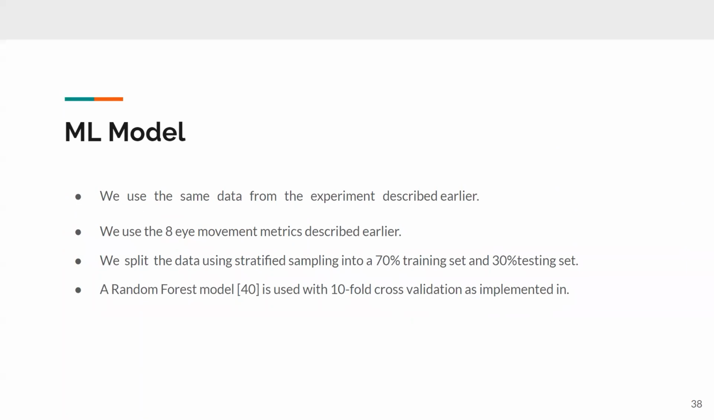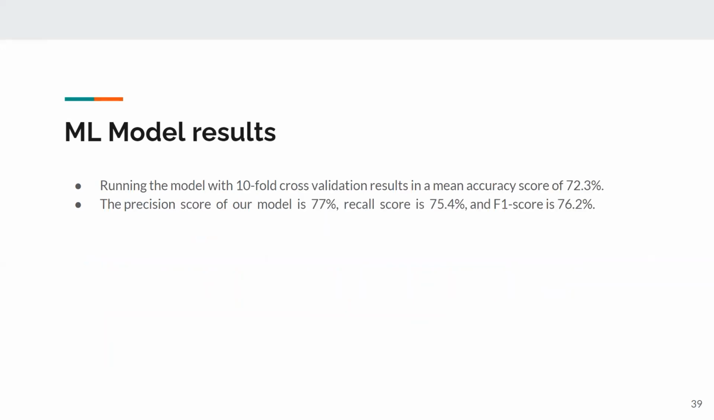We demonstrate an application of these results by building a machine learning model for the distinction between novices and experts based on eye movement. We use the same data and metrics described earlier, and we split our dataset into 70% training set and 30% testing set. And we apply a random forest model with tenfold cross-validation. This demonstration yielded an accuracy of 72.3%, with a precision score of 77%, recall score of 75.4%, and F1 score of 76.2%.